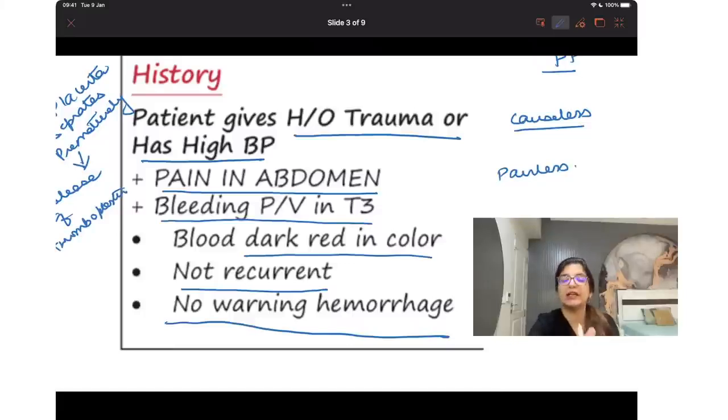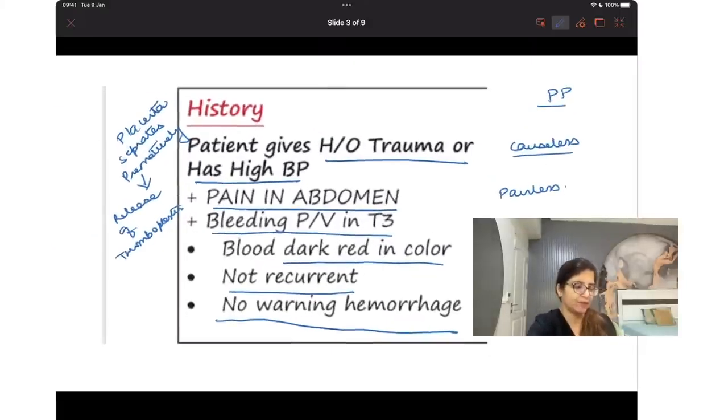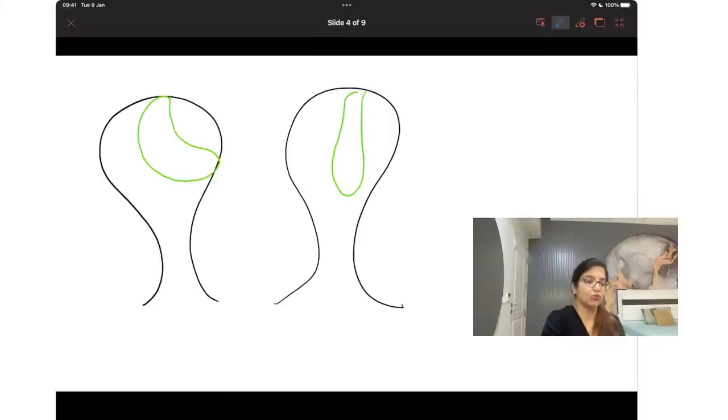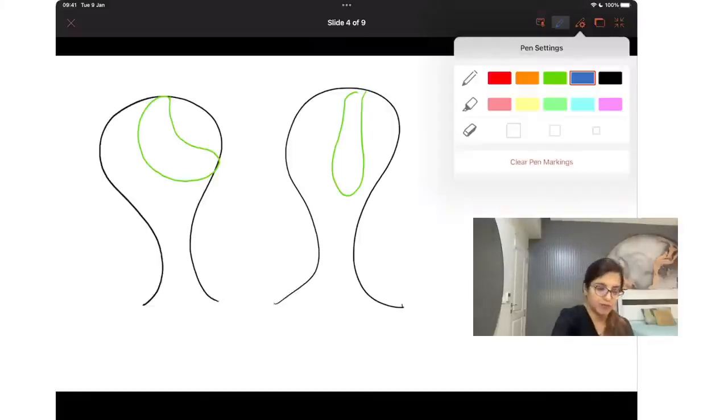So I am repeating, in case of abruptio, along with bleeding you will get pain. There has to be some reason for that bleeding, right? Blood will be dark red in color. The bleeding will not be recurrent and there won't be any warning hemorrhage. Clear? Okay. Now, coming to the types of abruptio.